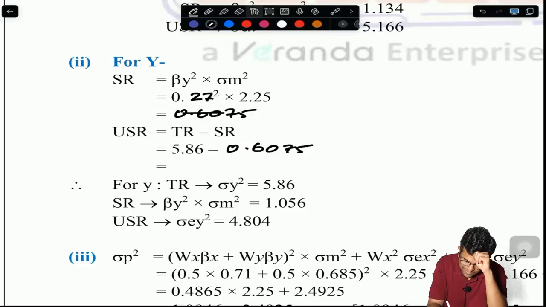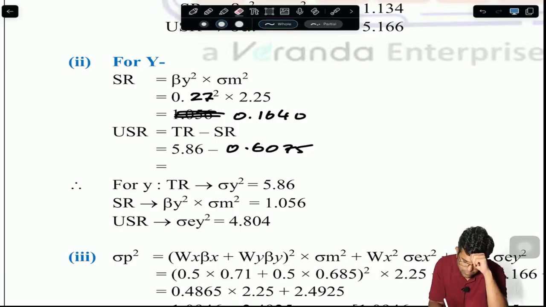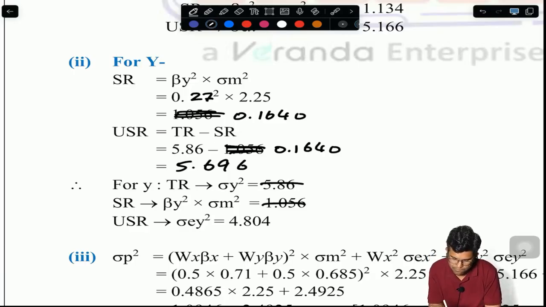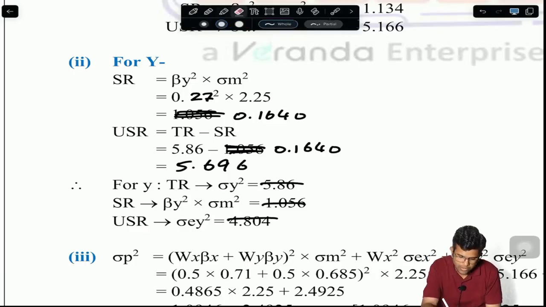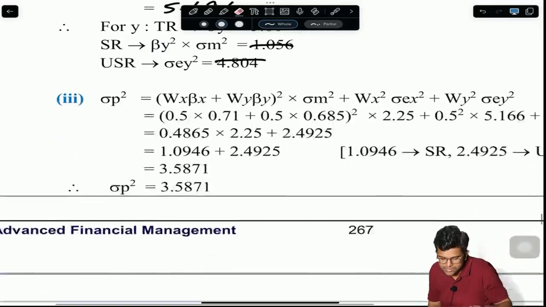Okay. What to do now? Forget it. How much? 0.1640. Final answer 5.696. All done. Total of 5.86, 0.1640, 5.696. Done. Then comes the sigma p square formula.